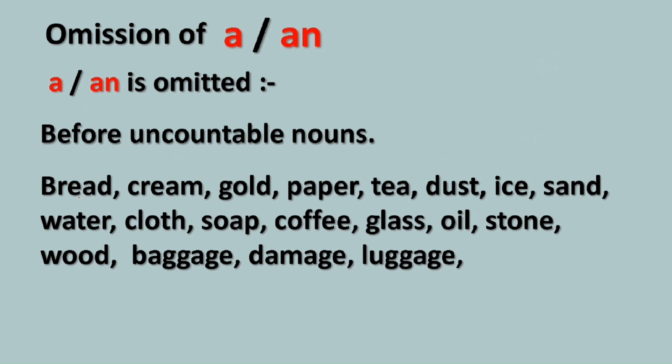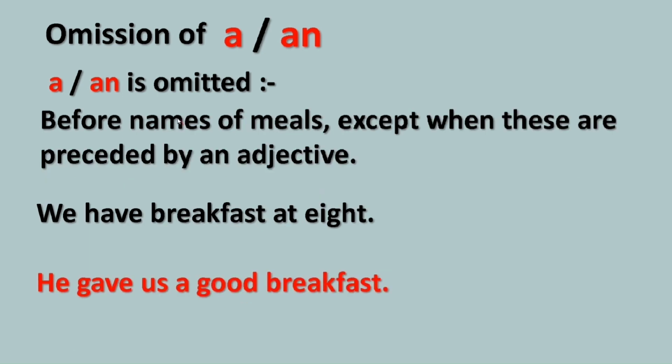We cannot use article a or an before uncountable nouns like bread. Bread is uncountable, cream, gold, paper, tea, dust, ice, sand, water, cloth, soap, coffee, glass, oil, stone, wood, baggage, damage, luggage. All these are uncountable nouns. We cannot count them. So before bread, a or an is not to be used.